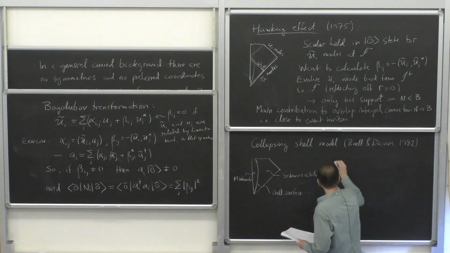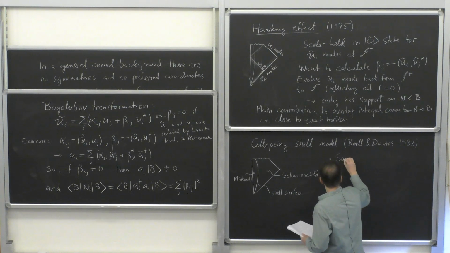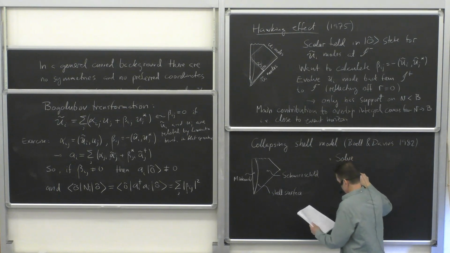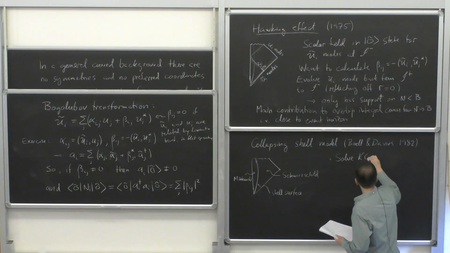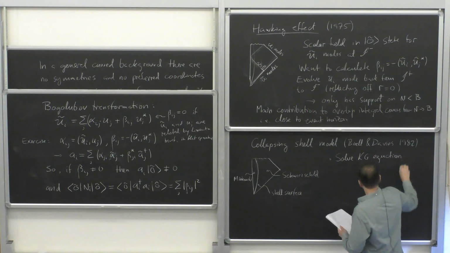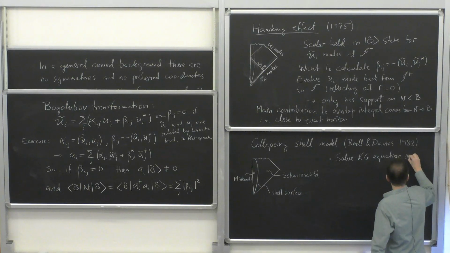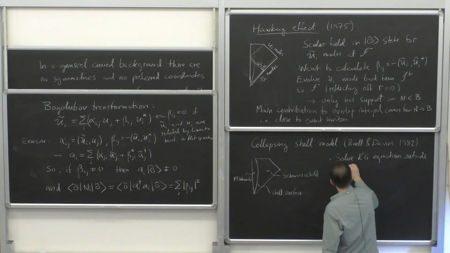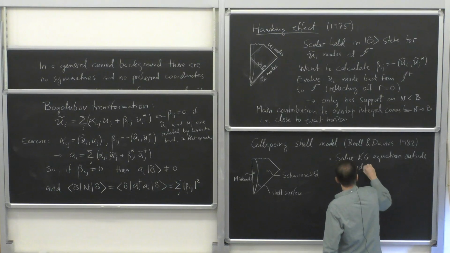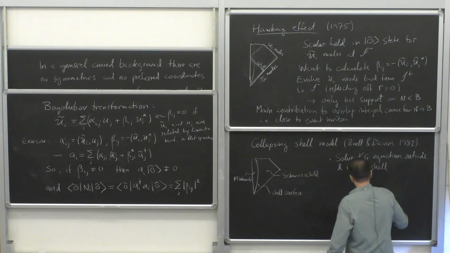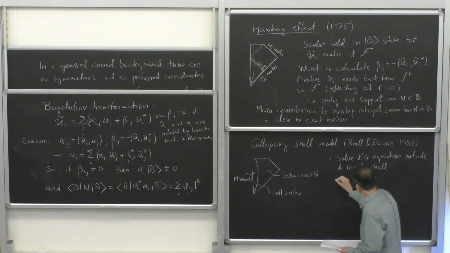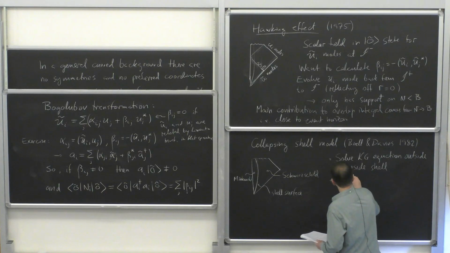And the procedure now is, first of all, I solve the Klein-Gordon equation both outside and inside the shell. Okay? I'm going to match the solutions across the shell.